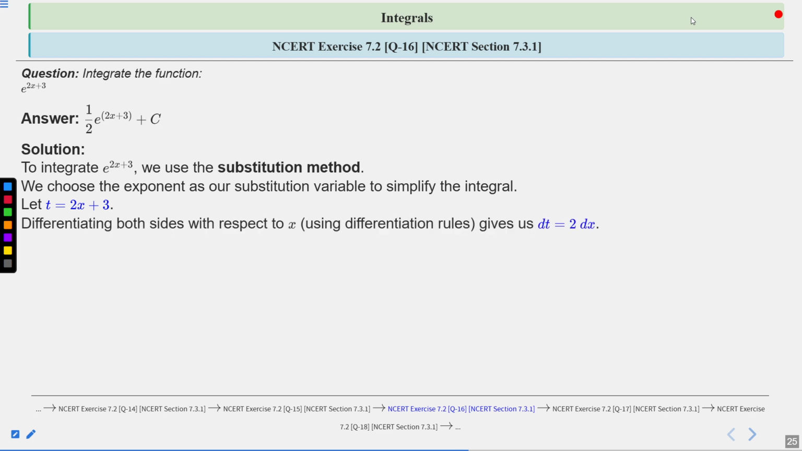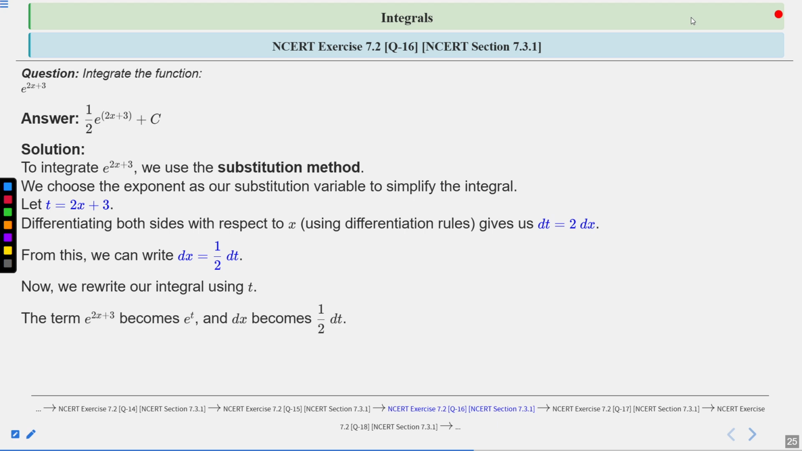Now differentiating both the sides with respect to x using the differentiation rules gives us dt is equal to 2 dx, right? From this we can write dx is equal to 1 by 2 dt. Now we rewrite our integral using t. So the term e to the power 2x plus 3 becomes e to the power t, and dx will become 1 by 2 dt, right? Clear?